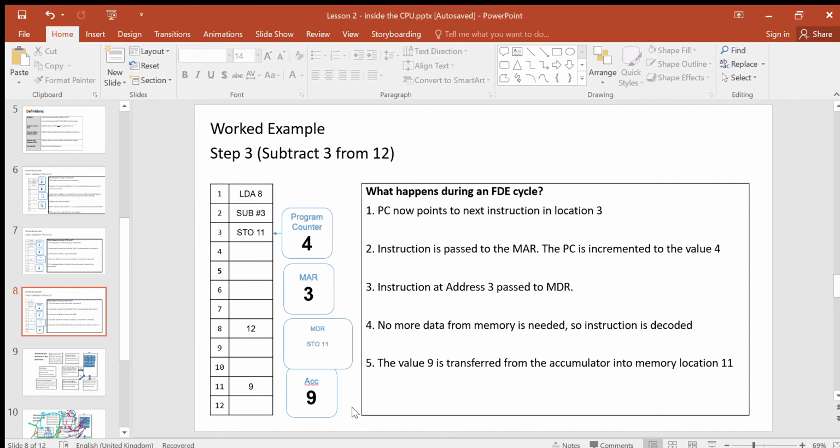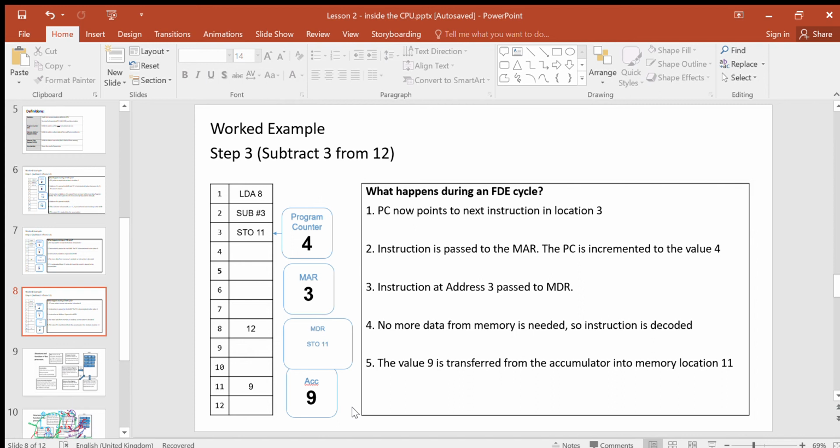That is an example of how all the registers are used within the CPU. Now there's quite a lot to take in there. Please rewatch this video as many times as you need to fully understand what's happening.